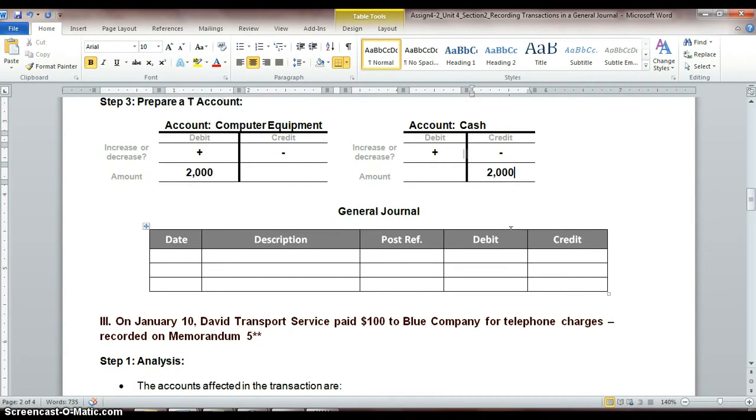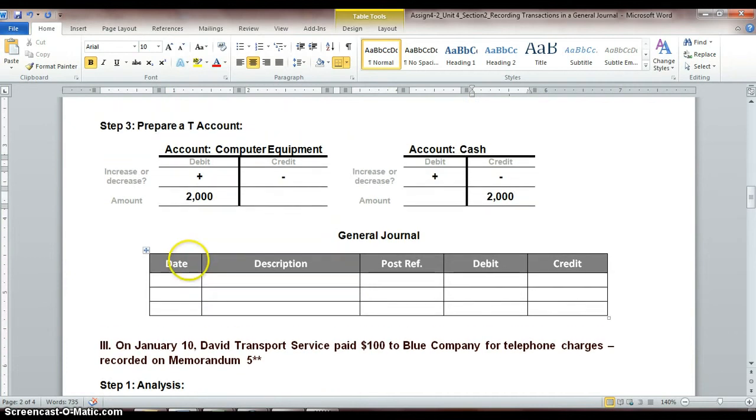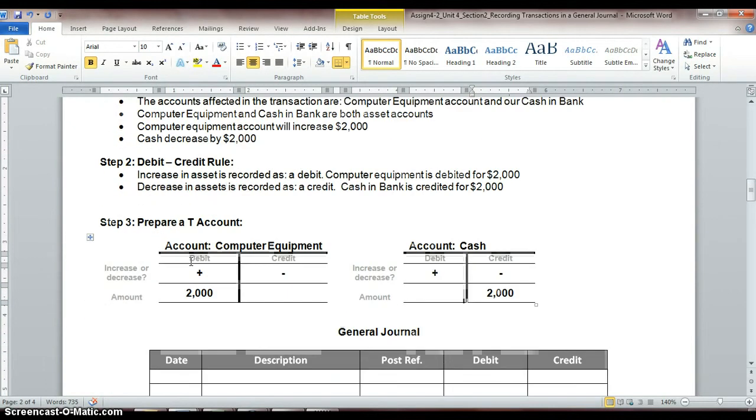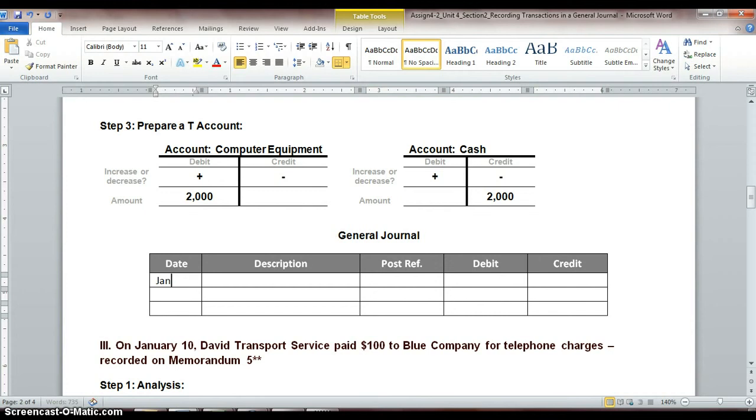Then we copy that down into our general journal. What date were we working with? This was on January 6th, so we put in January 6th. We put our debit first, always our debit transaction first. So we have computer equipment getting debited for $2,000. Again, we indent to show our credit, cash in bank. So we're crediting our cash in bank for $2,000.